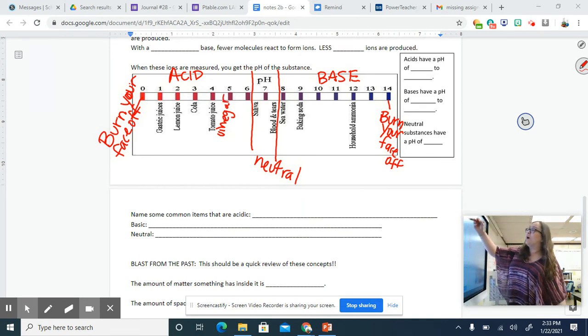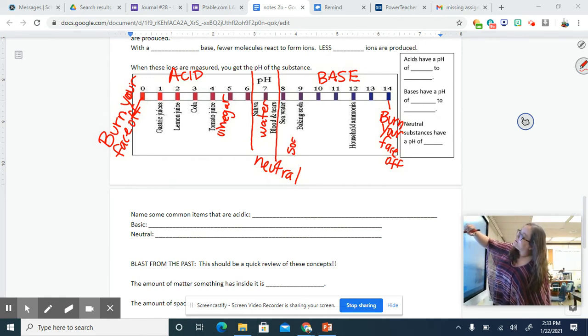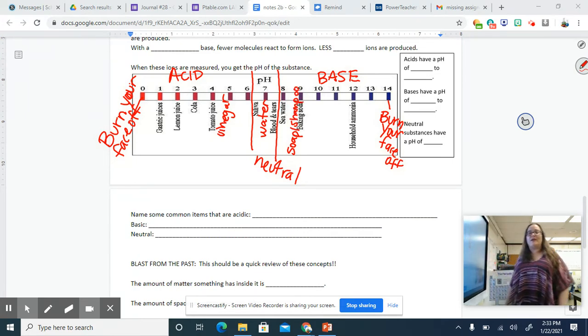And then for some reason, water isn't in here right at 7. So pure water should be a pH of 7. Then soap and shampoo fits in here, around where baking soda is. Soap and shampoo tend to be a little basic. Bleach is basic. So bleach is usually somewhere around here in a 3.